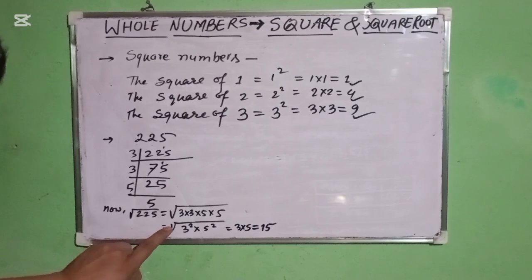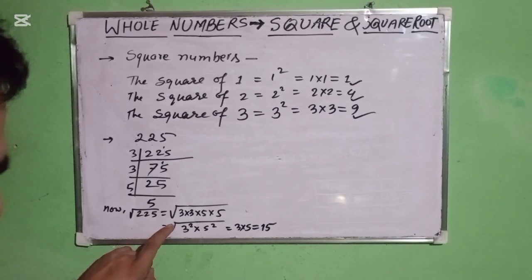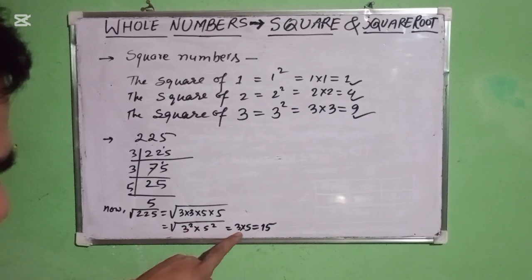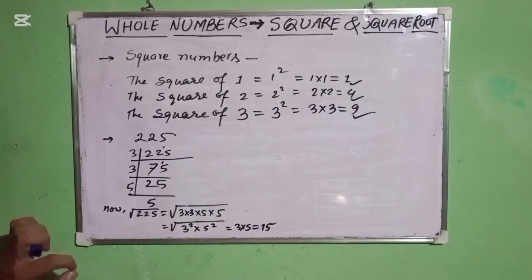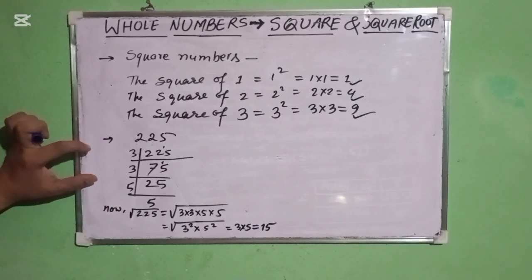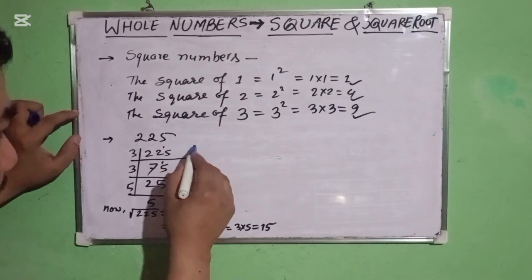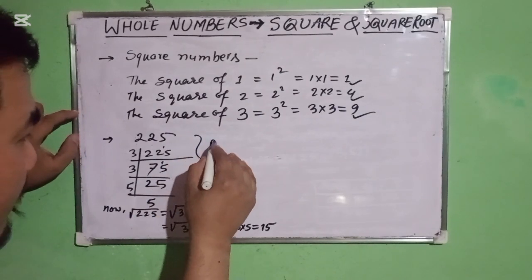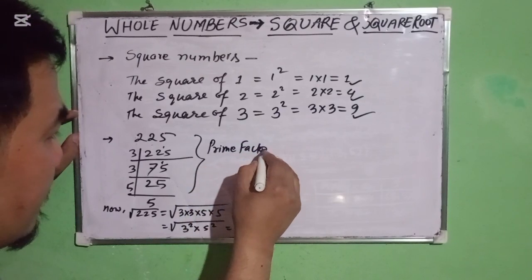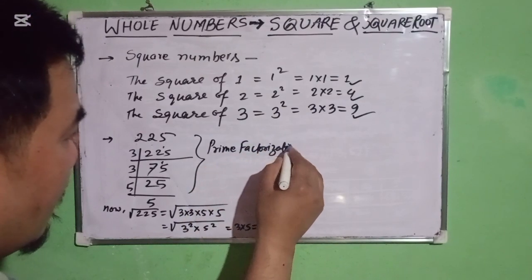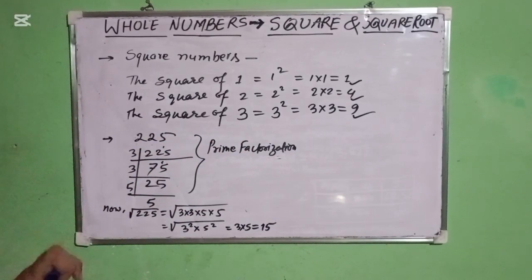Okay, this square root will be cancelled with this square, okay? This square root is cancelled with this square. Then what remains is 3 into 5, that means 15. This is the way to find square root of the numbers by prime factorization. This method is called prime factorization. Okay, this is the method to find the square root of the numbers by prime factorization.